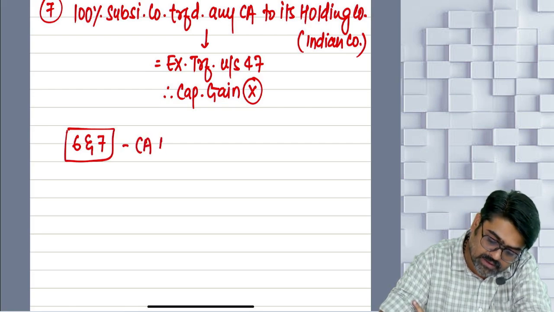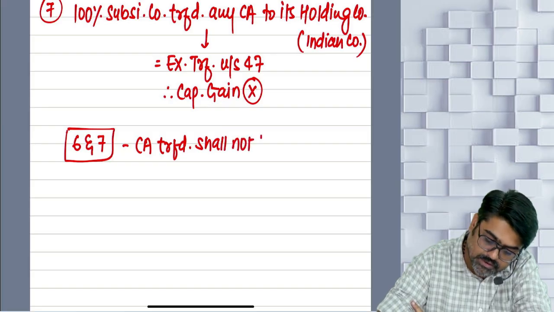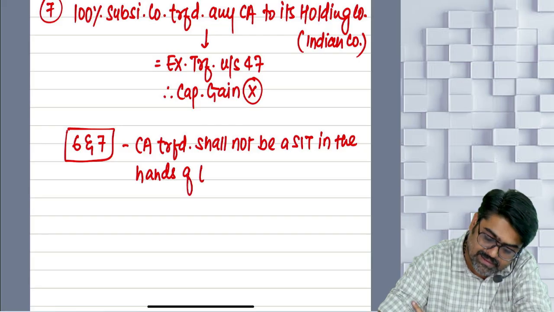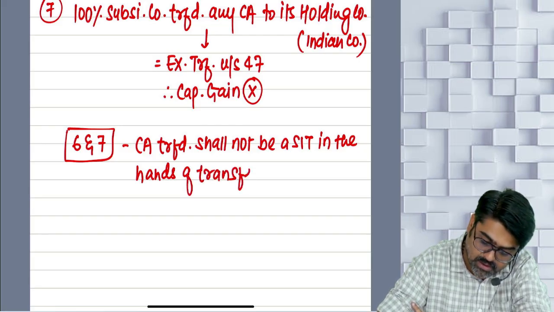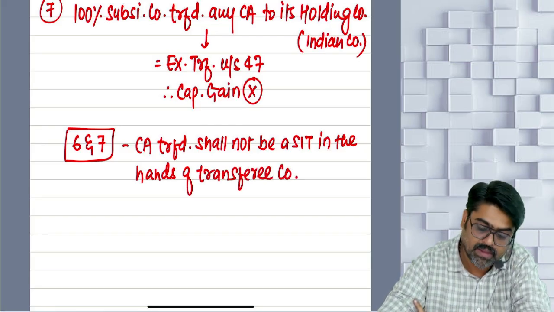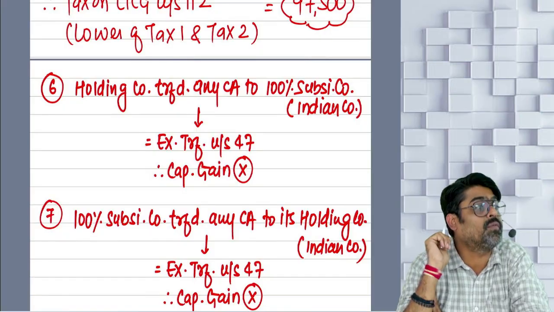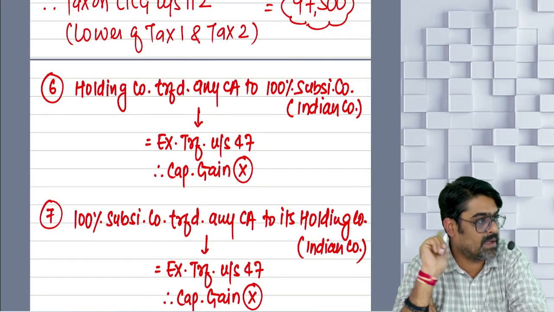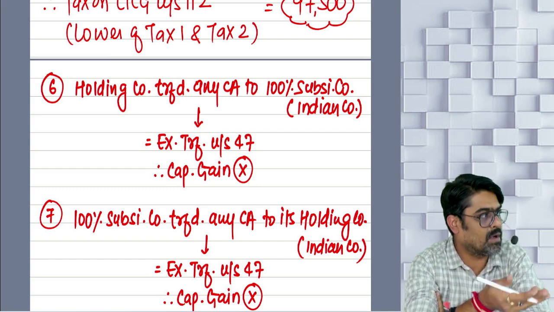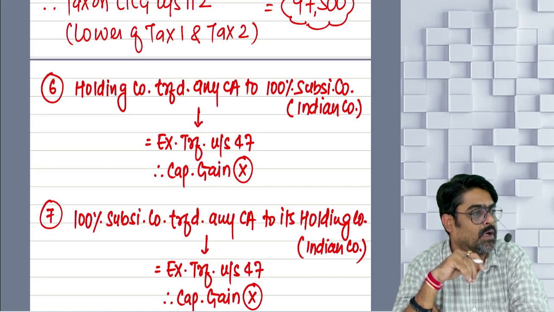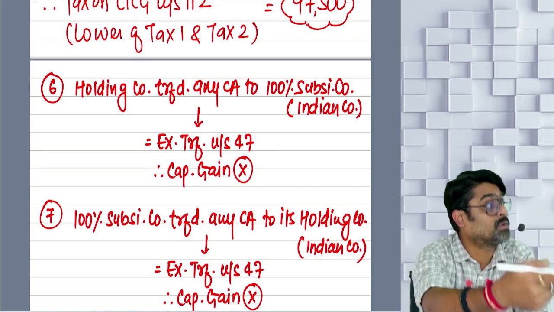The capital asset transferred shall not be a stock in trade in the hands of the transferee company. Meaning, if the holding company is transferring, then it should not be stock in trade in the hands of the subsidiary company. So it should go as a capital asset only. Yes or no? If I am a holding company, you are a subsidiary company, I am giving you a capital asset. So that capital asset should be a capital asset in your hands. It should not become stock in trade in your hands.